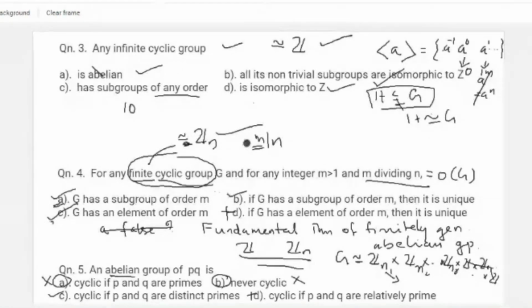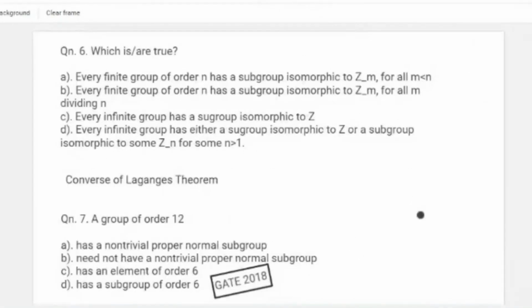Okay, so let me go to the next question. Some statements are given, and we have to check which of them are true. That is again based on the same concept. Only in how many ways can we twist the same concept. That is the idea of asking questions in this kind of competitive exam: in how many ways you can manipulate a situation.